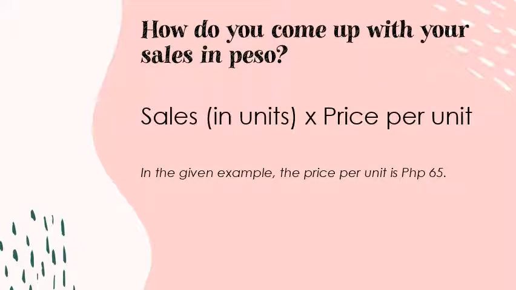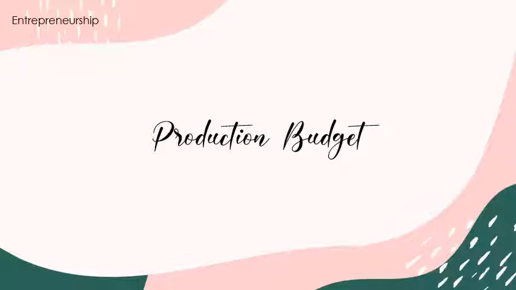Okay. So, ulitin ko, how do you come up with your sales in pesos? So, you have here sales in units times price per unit. So, dun sa example ko, so sa table kanina, the price per unit is 65 pesos. So, let's say, nagbigay tayo ng example na binibenta mo. So, let's say, 65 pesos yung meal. Okay? So, for you to get the sales in peso, sales in unit times price per unit. Okay.